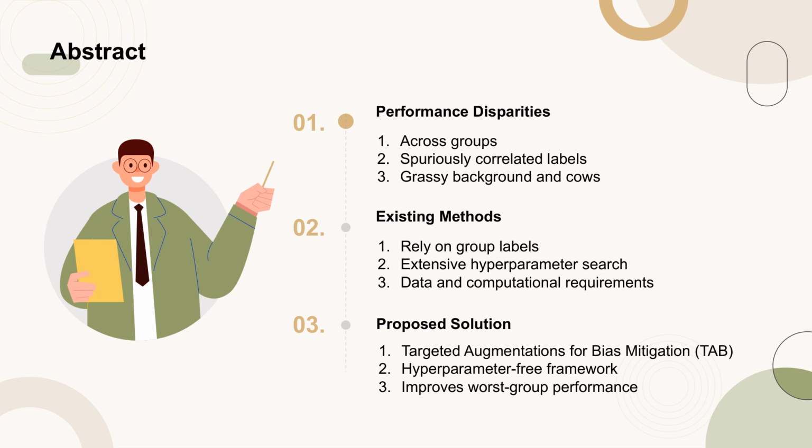Existing methods to mitigate this bias often rely on group labels for training or validation and require extensive hyperparameter tuning, which can be impractical due to data size and computational constraints. To address these challenges, the authors propose a new method called Targeted Augmentations for Bias Mitigation, TAB. This framework is designed to be hyperparameter-free and leverages the entire training history of a helper model to identify spurious samples, thereby generating a group-balanced training set. The proposed TAB method is shown to improve worst group performance without needing group information or model selection, outperforming existing methods while maintaining overall accuracy.